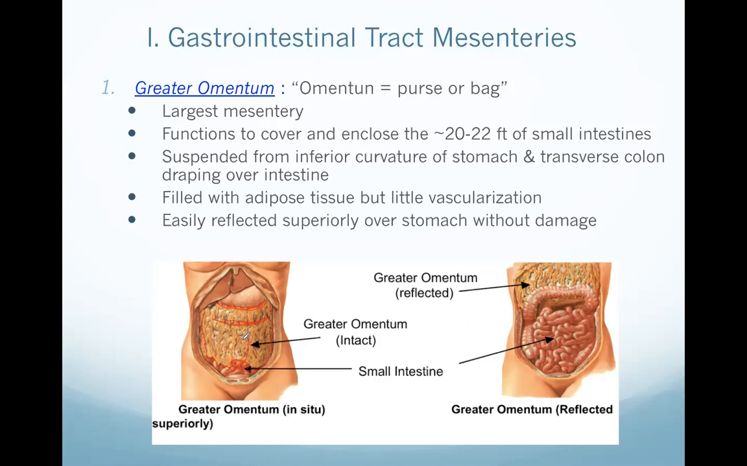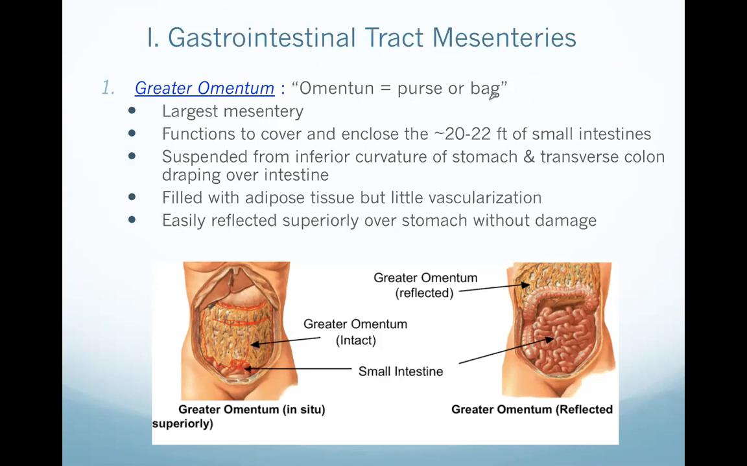It's filled with a lot of adipose, which we refer to as visceral fat. And it helps to enclose all that small intestines. It helps to insulate it and refine its motion. So I have here, it's easily reflected superiorly over the stomach without damage to it. It's filled with a lot of adipose tissue. It doesn't have a whole lot of vascularization because it's not going to the organs and systems. It's just simply overlaying them. Okay, so that's the greater omentum.